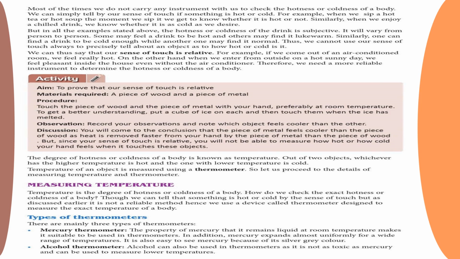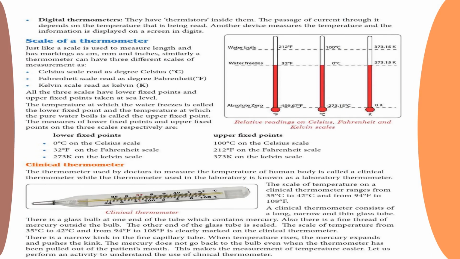Second one, alcohol thermometer. Alcohol can also be used in a thermometer as it is not as toxic as mercury and can be used to measure lower temperature. And the third, which we are mostly using, is the digital thermometer. In a digital thermometer, they have transistors inside them. The passage of the current through it depends on the temperature that is being read. Another device measures the temperature and the information is displayed on a screen in digits.